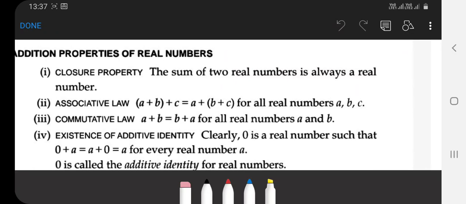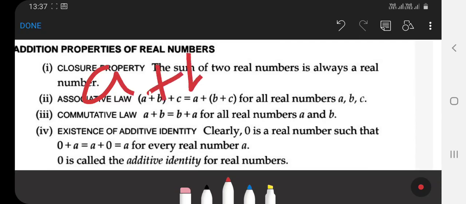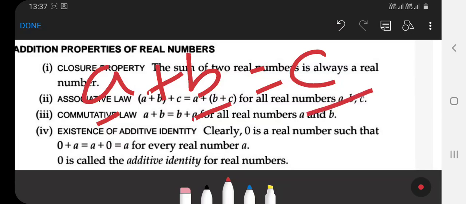Addition properties of real numbers. Closure property. The sum of two real numbers is always a real number. Suppose a plus b is equal to c. If a and b are real numbers, then c is also a real number.